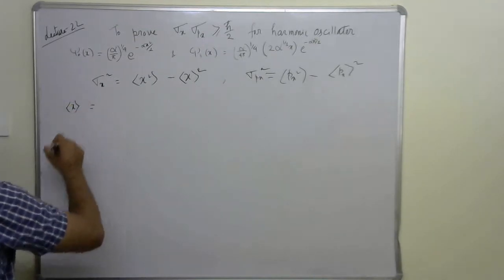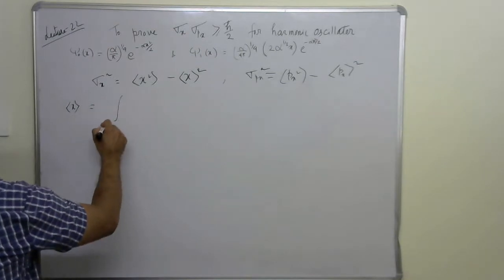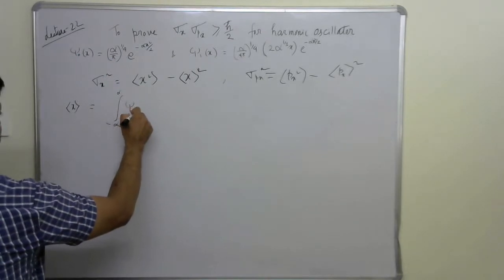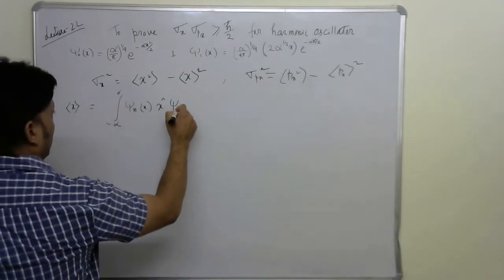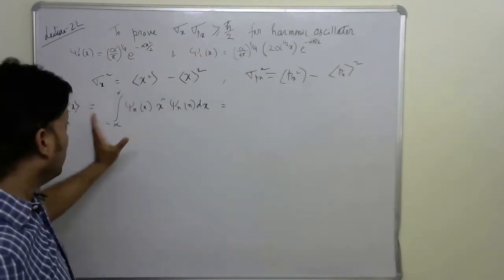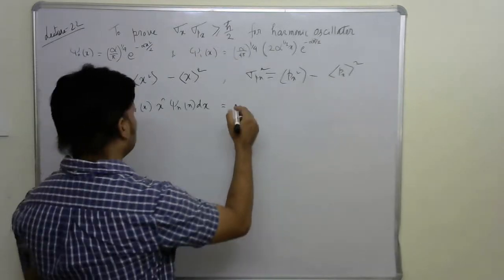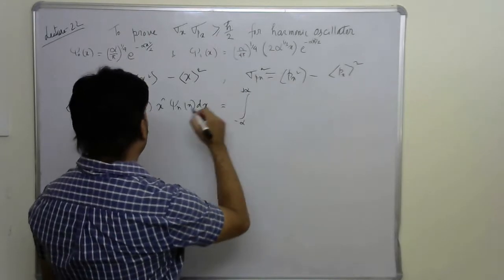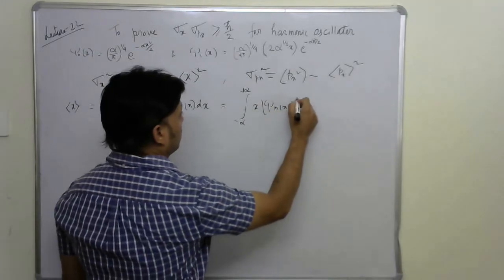So the average of x we can find from the following formula: integral from minus infinity to plus infinity, and we arbitrarily take any psi n, so psi n x, x operator, psi n x dx. That's the average expression we deduced earlier, and here this operator works in a multiplicative manner, so we can easily write the same thing like this.